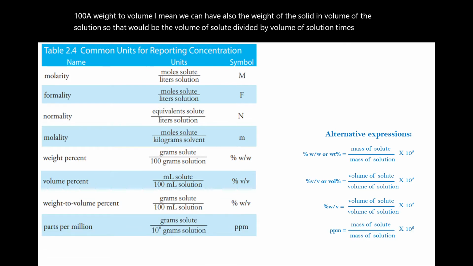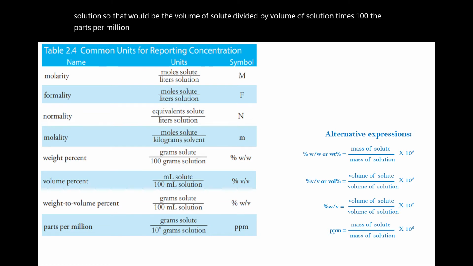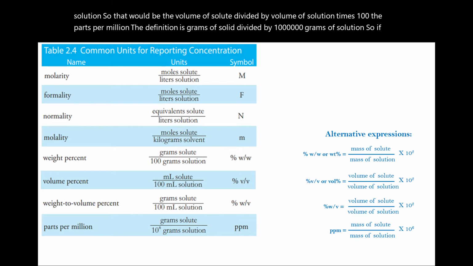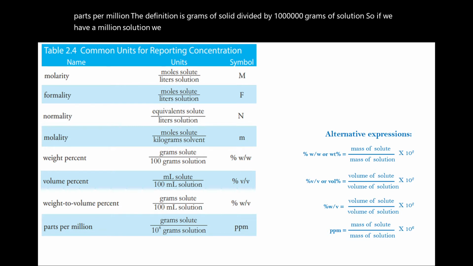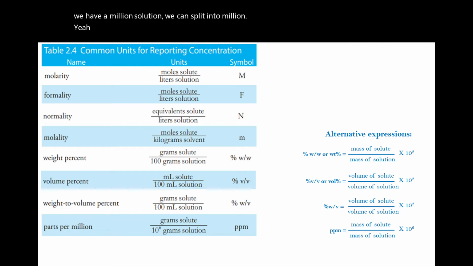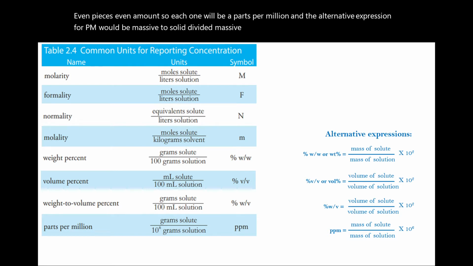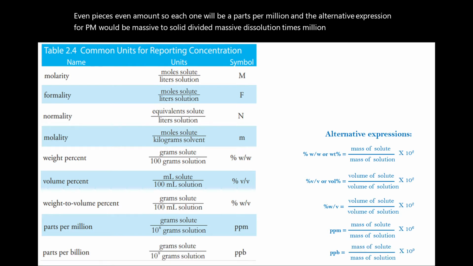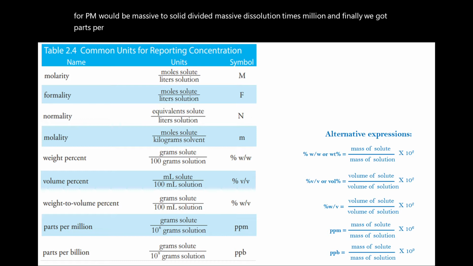The parts per million, the definition is grams of solute divided by million grams of solution. So if we have a million of solution, we can split it into million even pieces, even amounts, so each one will be parts per million. The alternative expression for ppm would be mass of the solute divided by mass of the solution times million. And finally, we've got parts per billion, which is mass of the solute divided by the mass of the solution times billion, 10 to the 9th.